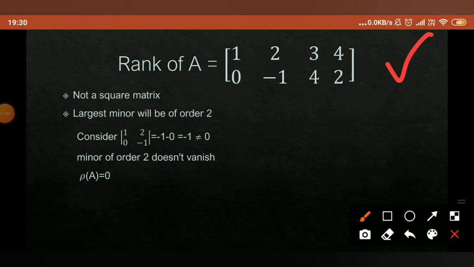As in the last two examples, both the matrices were square matrices. So this is not a square matrix. Then what is the process? How do we look for the minor of higher order? What is the highest order minor that can exist in this? Because it is not a square matrix, what is the highest order submatrix it can have? Because it has only 2 rows, 2 by 2 will be the highest order submatrix.